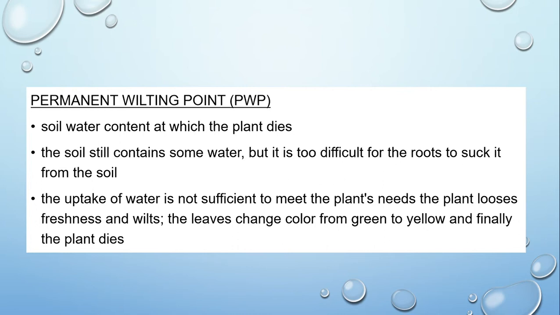And the plant loses its freshness and wilts. So, that is why it's called the wilting point. The leaves also change color from green to yellow and finally, the plant dies. So, it can no longer recover. If you don't add water, there is no water input, then that is called the permanent wilting point, when the plant will eventually die.